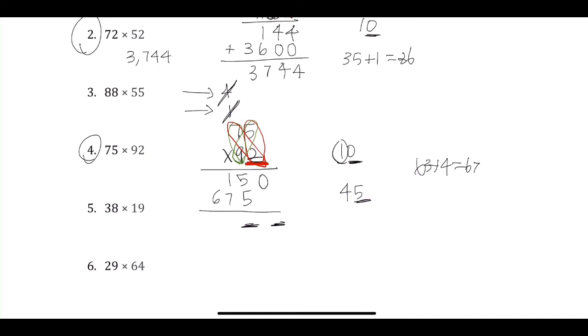Now from here, you just have to add these two numbers. So this is basically 0, so 0. 5 plus 5 is 10, 9, 6. So number 4 is 6,900.